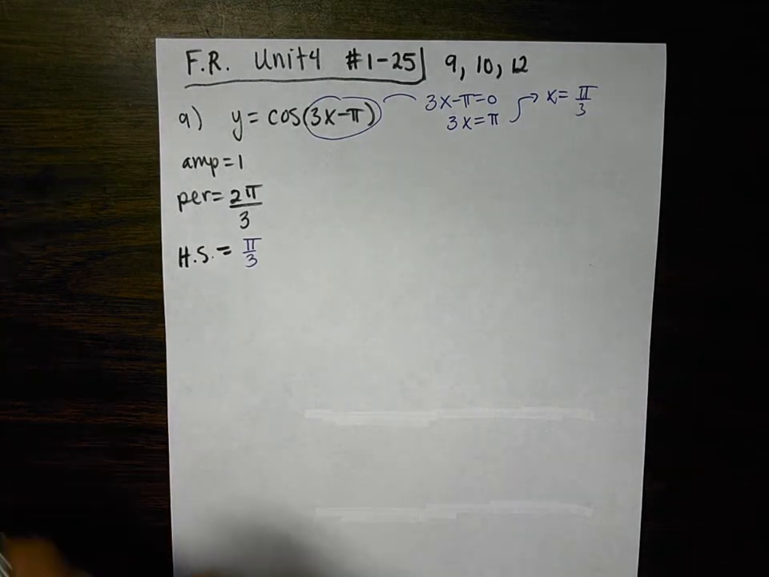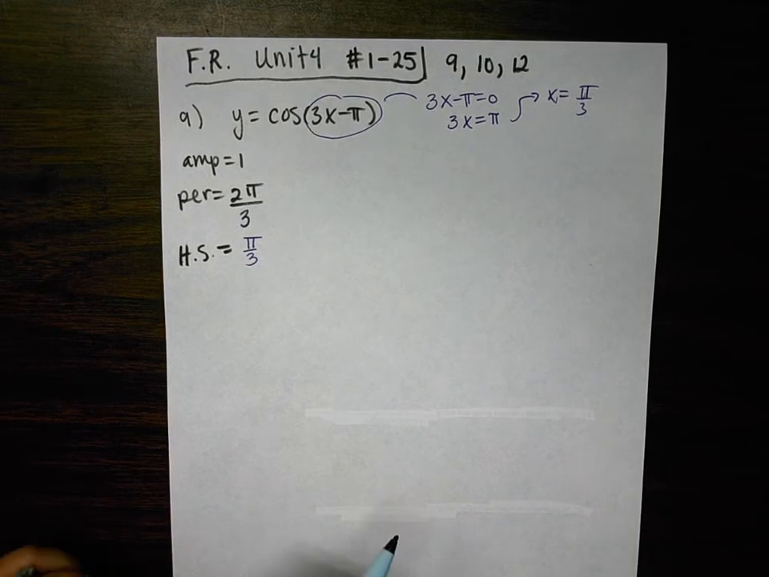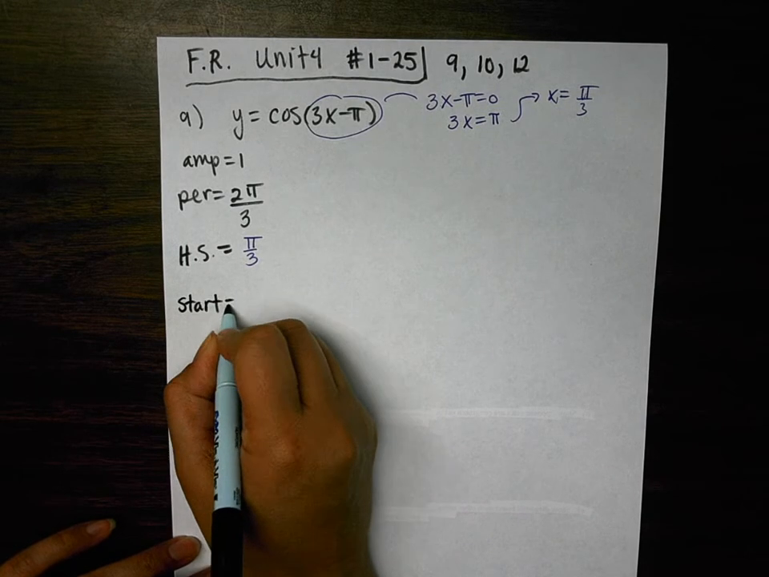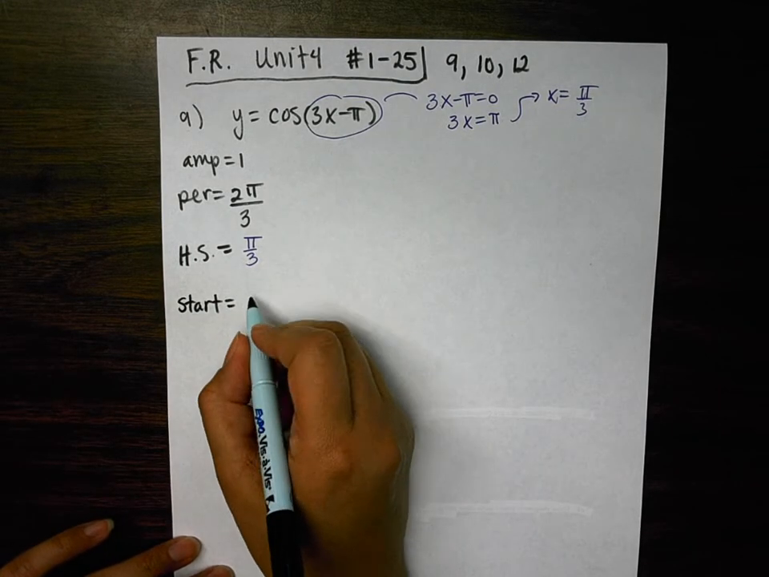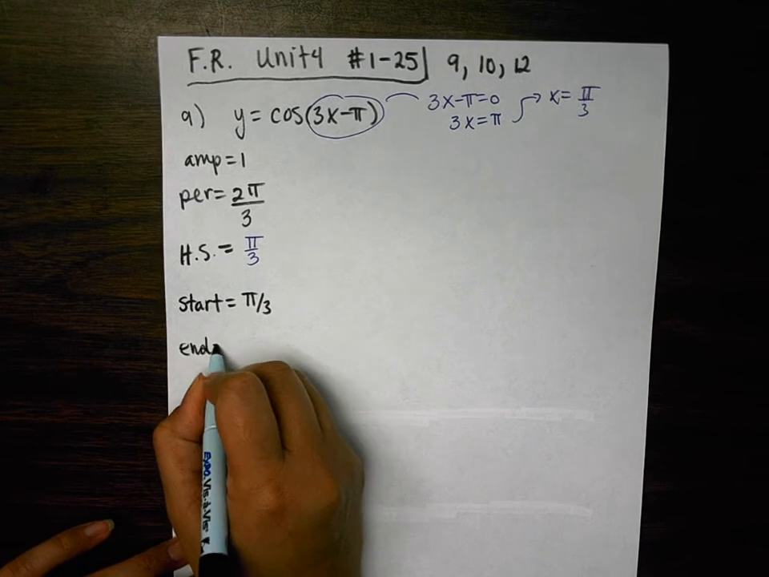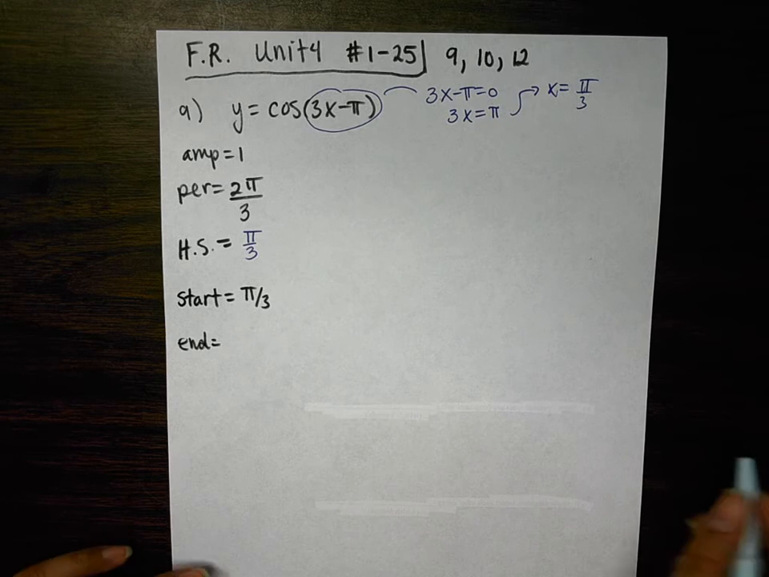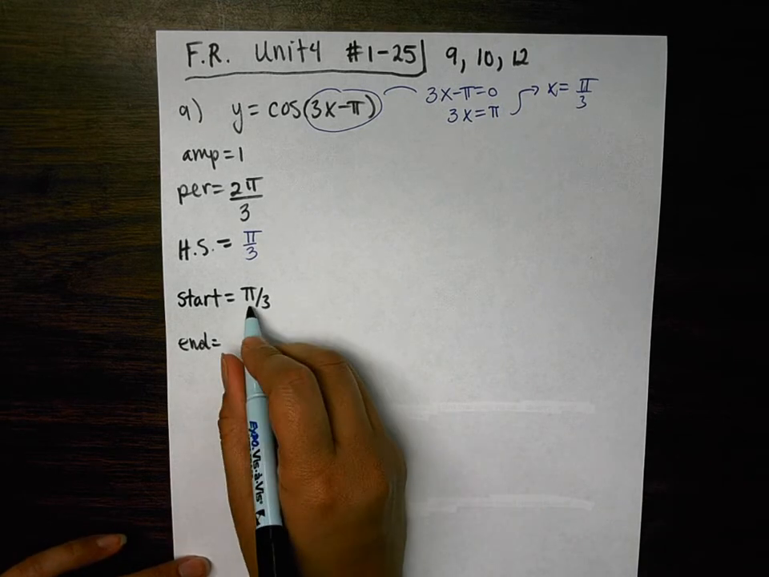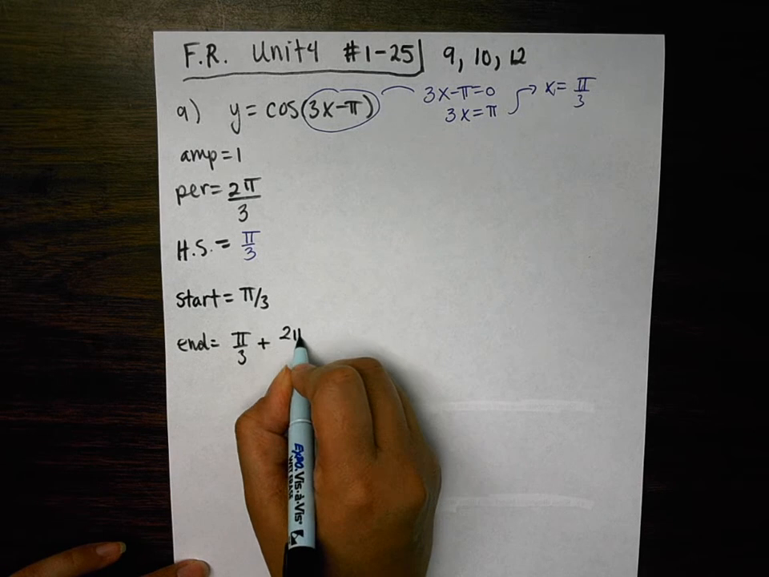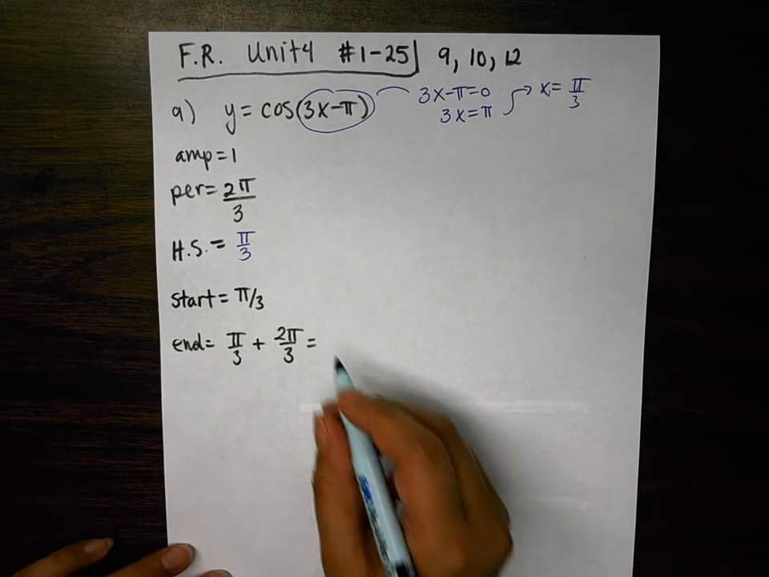Is there any shift going up or down? Yes or no? No. Okay, so since there is a horizontal shift, the start is always going to be your shift, the pi over 3. And how do I find my end? Do you guys remember what two things I add together? The period and the shift, right? Your start, which is pi over 3, plus your period length, which is 2 pi over 3, equals what?